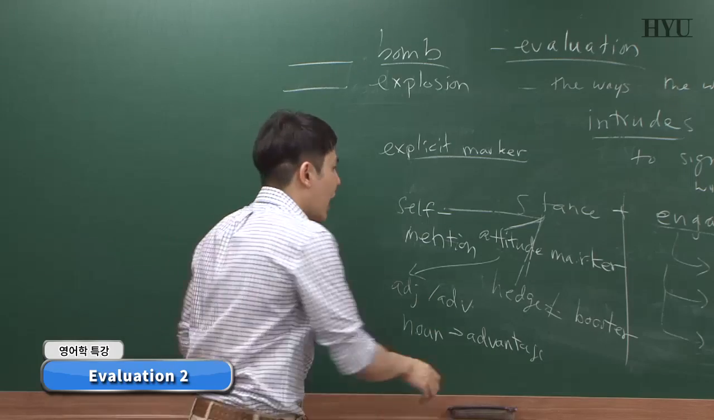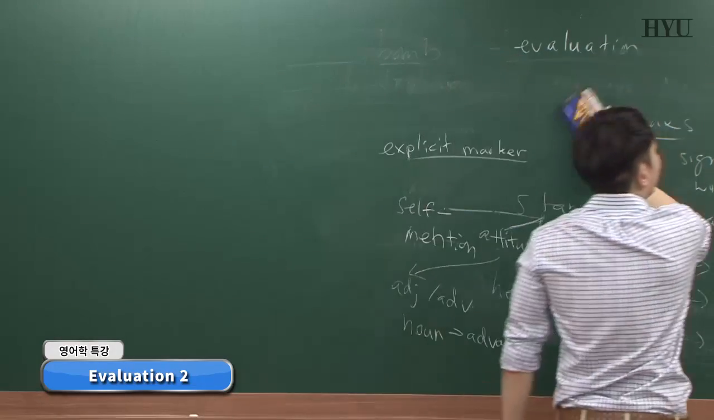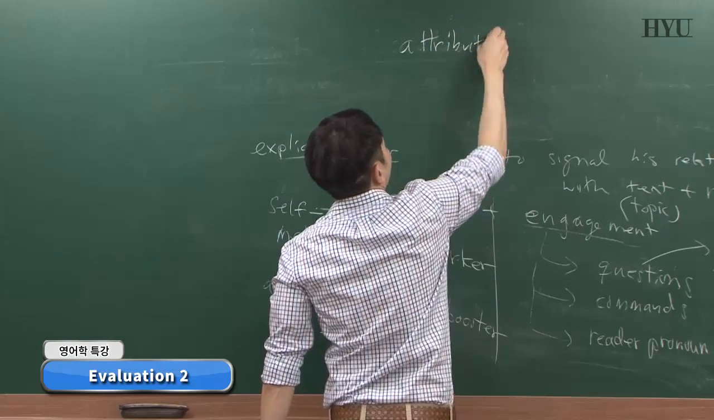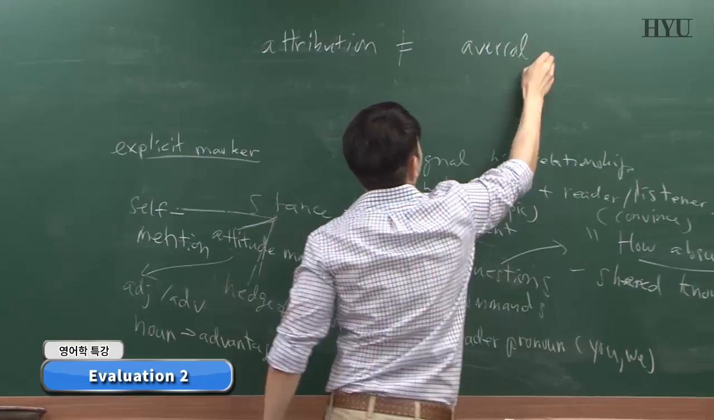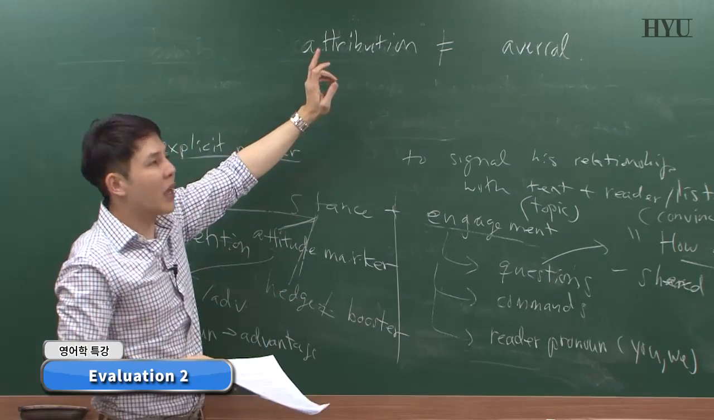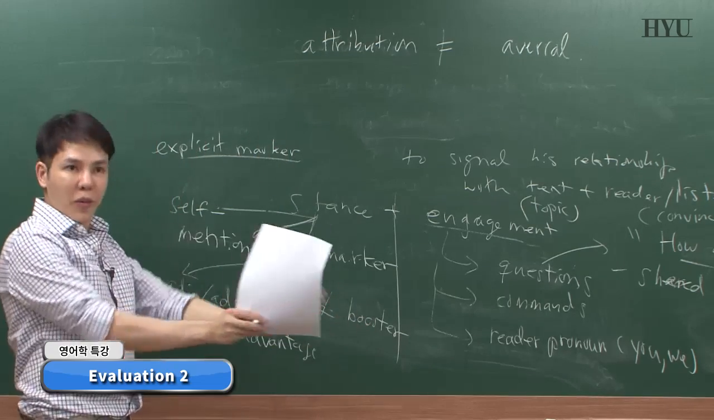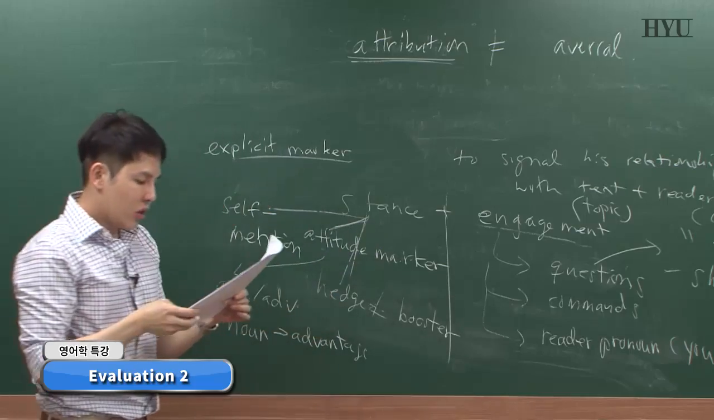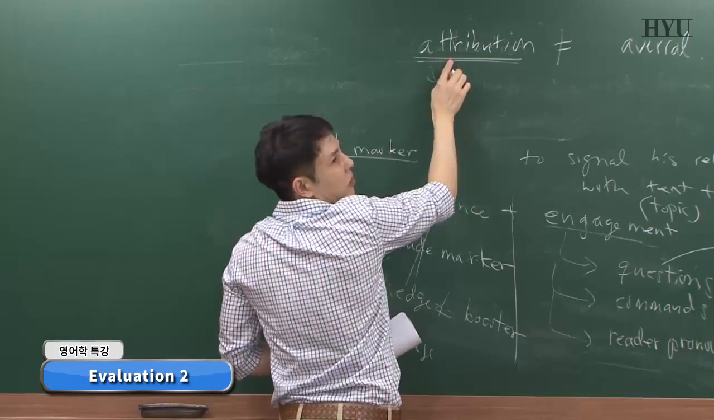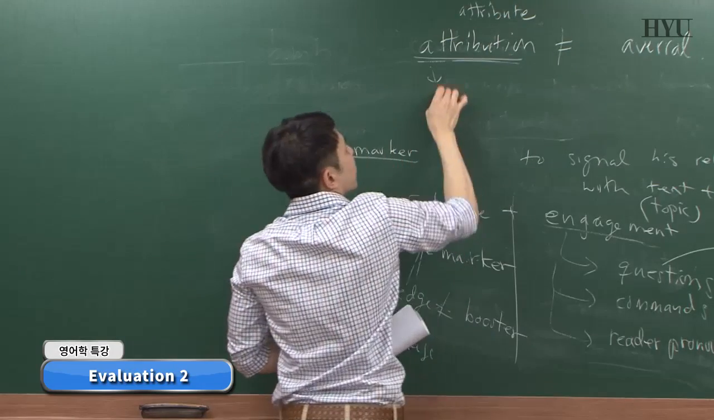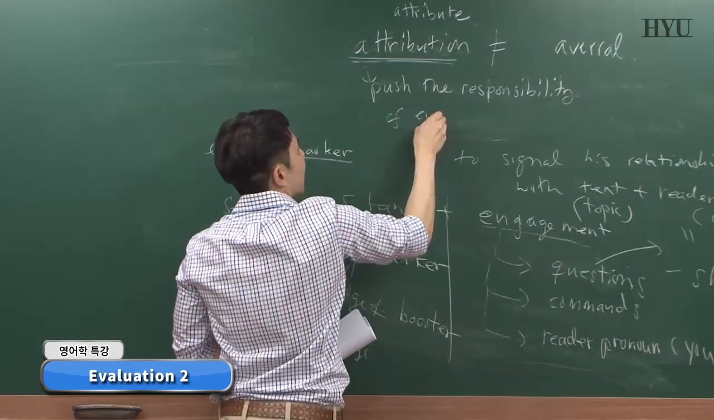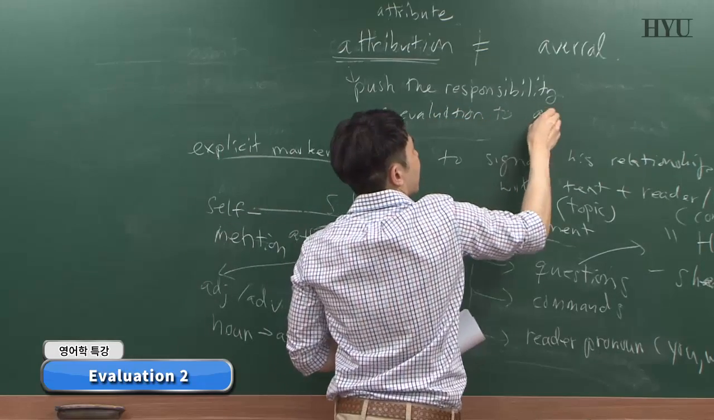So this is what we studied last time, right? And last time we didn't finish, if we continue, right? We didn't finish the concept of attribution versus avowal, right? So this can be even more confusing because, again, when we do evaluation, we can choose to attribute our evaluation to other people, right? So attribute is when you suggest that the responsibility of doing the evaluation lies in another person. So attribute, the word is attribute, right? So you push the responsibility of evaluation to another person.